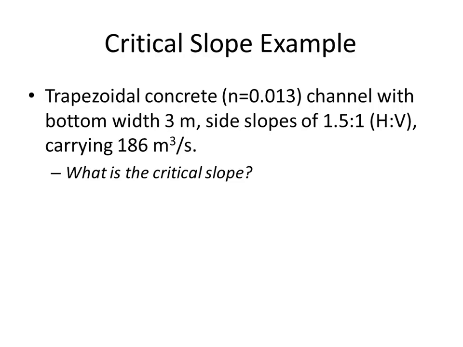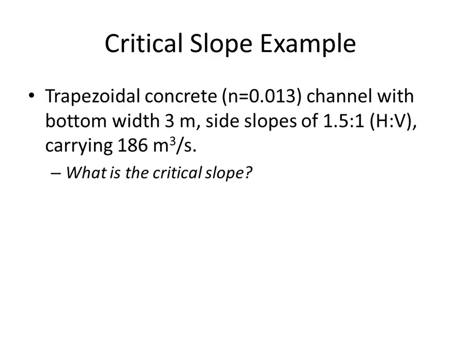Now, when we have this critical depth, the wetted perimeter will be 3 plus 2 times 4.121 times 1.803. So the wetted perimeter is 17.858 meters. The area is 3 plus 1.5 times 4.121. The area is 37.837 square meters. We're going to substitute those values in here to find the slope.